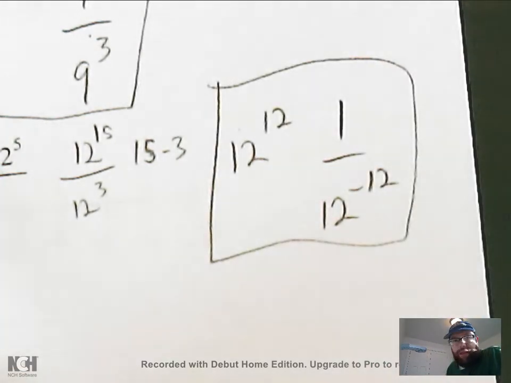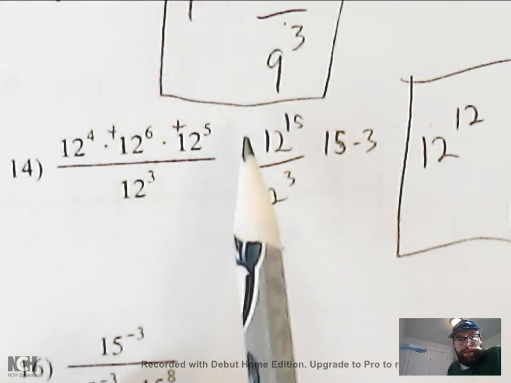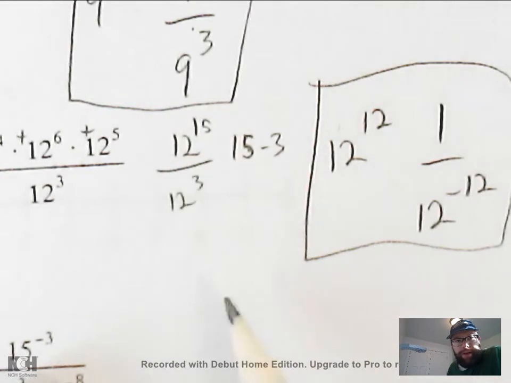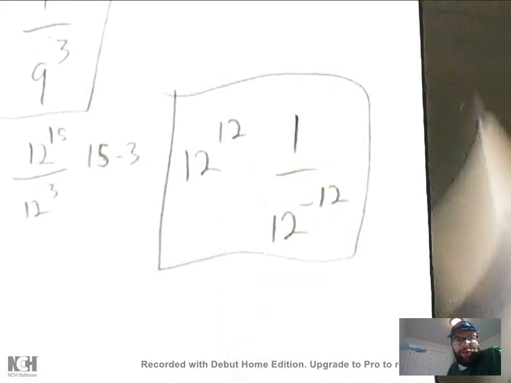Okay, so again, I just added the exponents on top first, then I subtracted the dividing exponents, and then I just flipped it to get my negative. Okay.